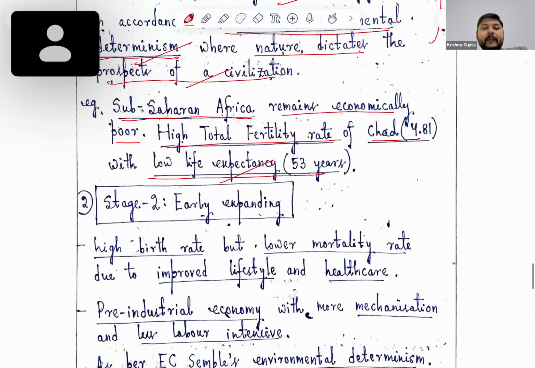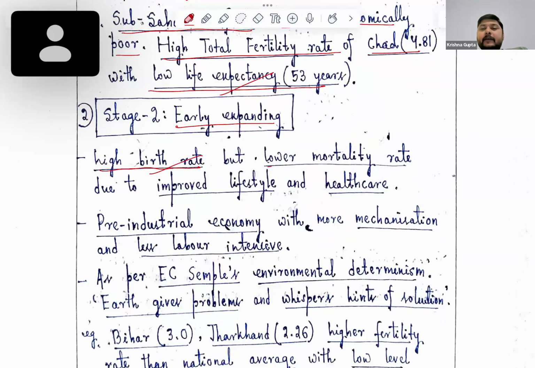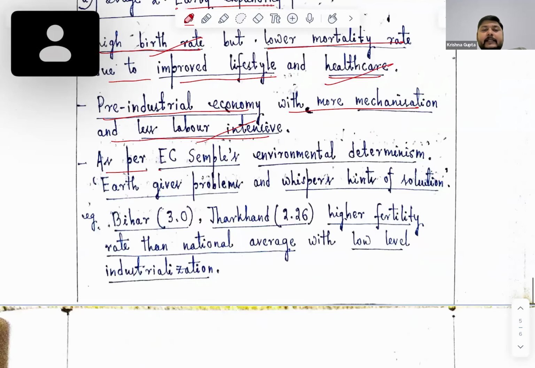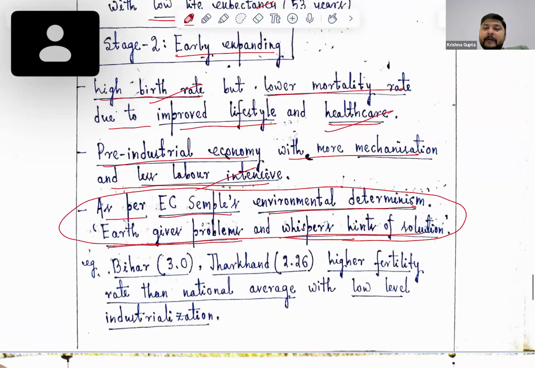Okay, very good. Stage two, early expanding. High birth rate, lower mortality rate due to improved lifestyle and healthcare. Okay. Pre-industrial economy with more mechanization and less labor intensive. Very good. Ellen Semple, environmental determinism. Earth gives problems and whispers hints of solution. Okay, why are we using this point here for the second, early expanding part?